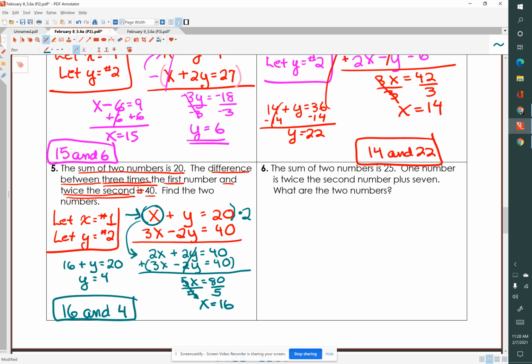Okay, number 6. The sum of two numbers is 25. That's our first equation. One number is twice the second number plus 7. What are the two numbers? Let's define our variables. So we will let x equal the first number and let y equal the second number.